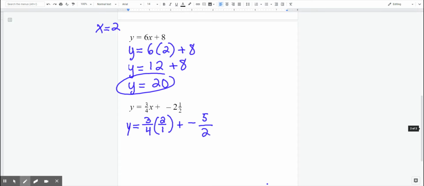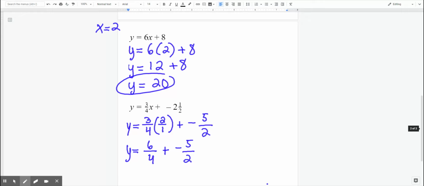So our next step is we are going to multiply our fractions, and we do that by multiplying straight across. So our numerators, 3 times 2, 6. Our denominators, 4 times 1, which is 4, plus negative 5 halves.